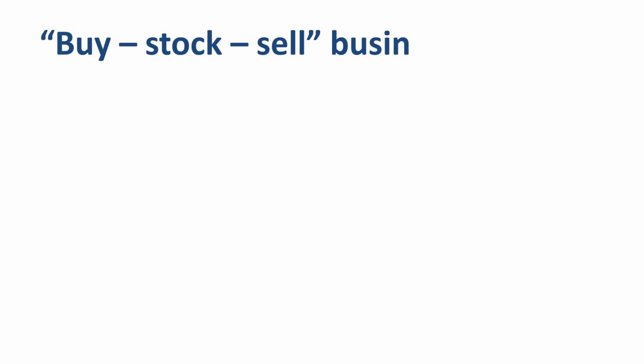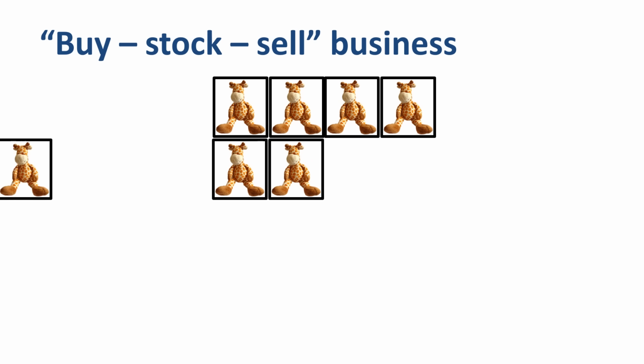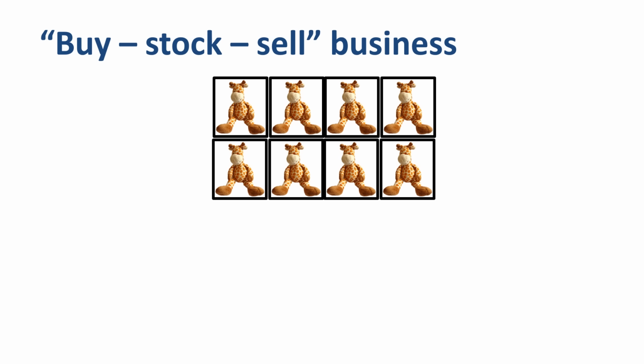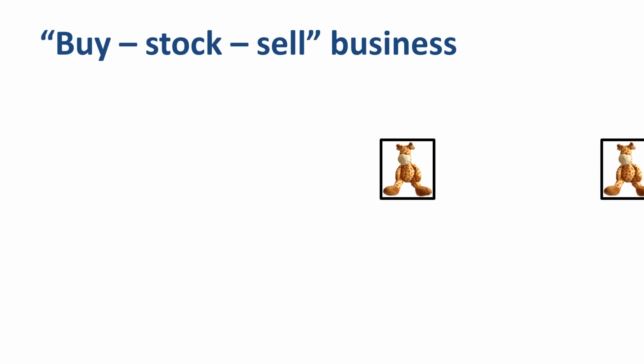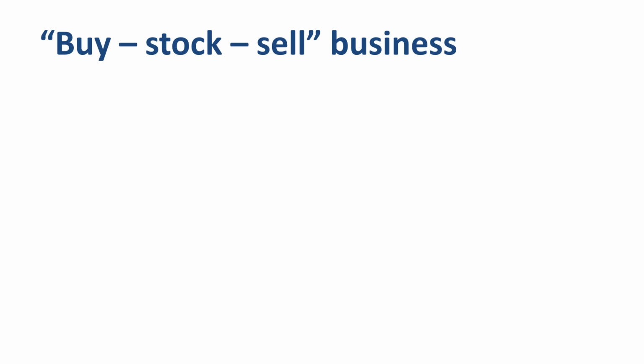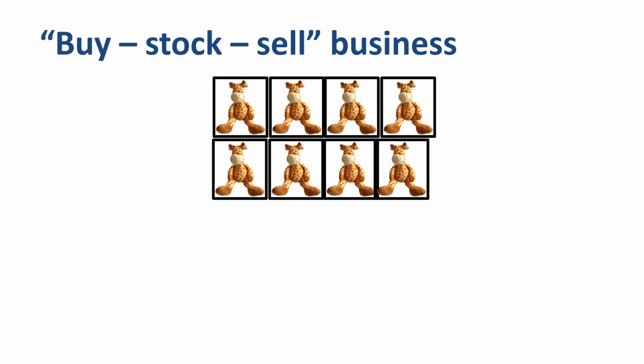Let's imagine you operate a buy, stock, sell business in children's toys. You buy from your supplier, hold the toys in stock, and then sell to customers. Sometimes the product moves through your business at a nice steady pace. Sometimes the process has a bit more variability and the pace is a little slower.